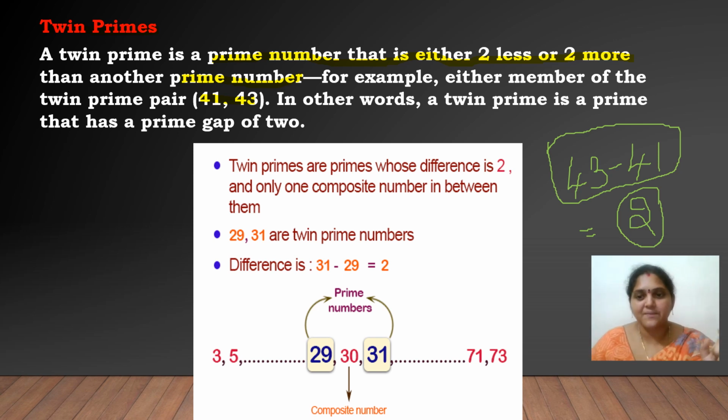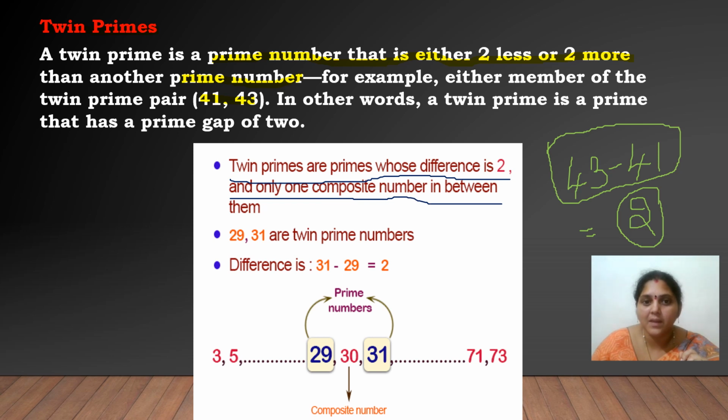In the question itself it is twin prime numbers. Prime numbers means consisting of only two factors. So that type of numbers you have to take, and when you take the difference of those two numbers, if you get a difference of 2, then those numbers are known as twin prime numbers. See here, twin primes are primes whose difference is 2 and only one composite number in between them.